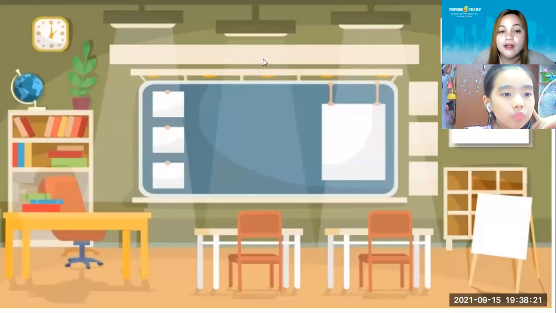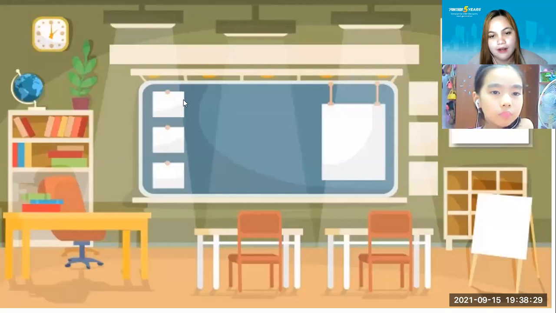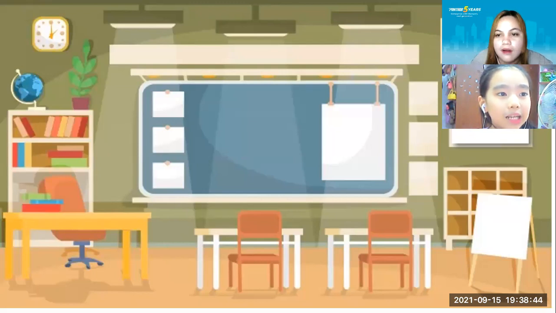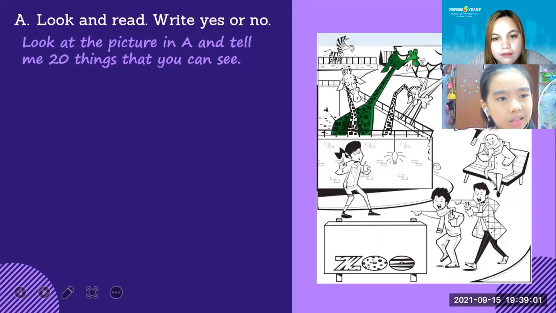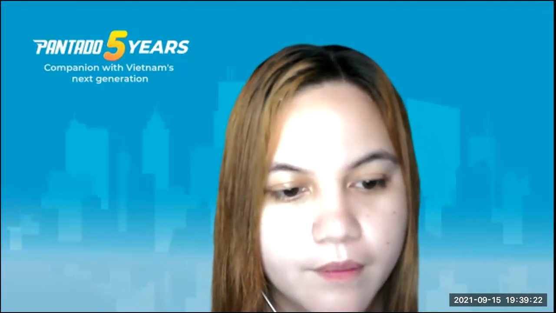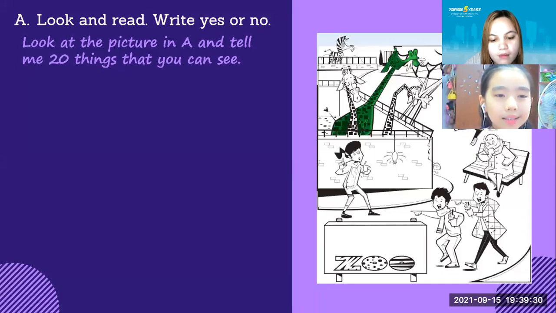Now, Akiko, let's answer letter A. Look and read. Write yes or no. So look at the picture in A, Akiko. Tell me 20 things that you can see here. So what are the 20 things that you can see here? I don't know because my computer is slow. Oh, wait a minute. Let me try to share it again. How about this? Yes. All right. So now give me 20.